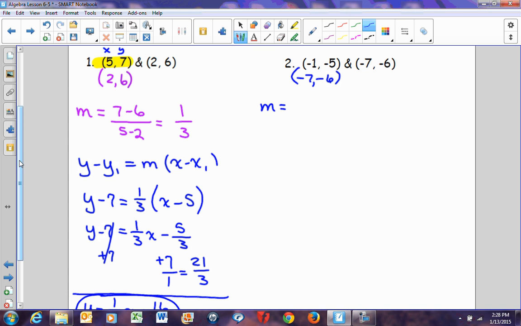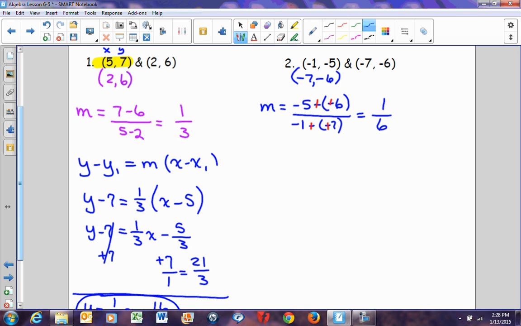Slope here, change in y, -5 minus a -6 over -1 minus a -7. So essentially it's -5 plus 6 because it's keep, change, change, keep, change, change. So we have -5 plus 6 is 1. -1 plus 7 is 6. So my slope is 1/6. So I have found my slope.